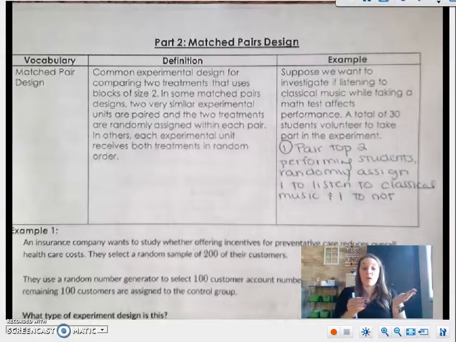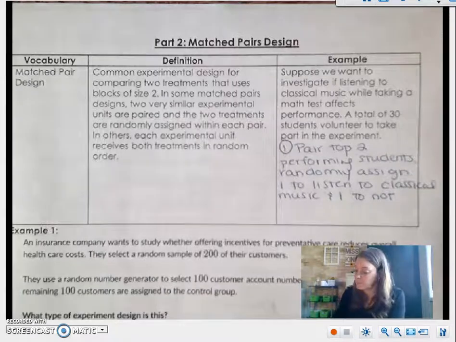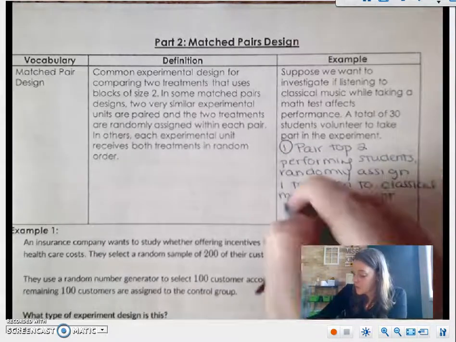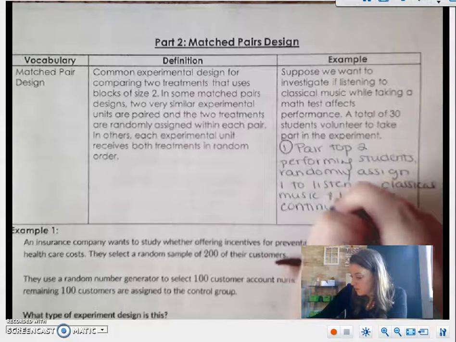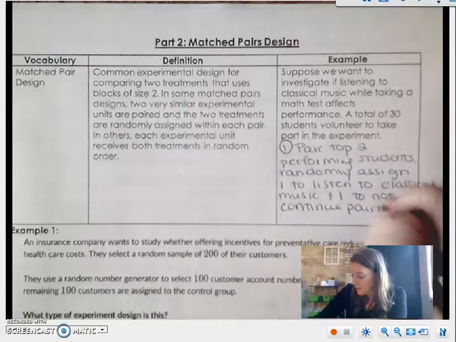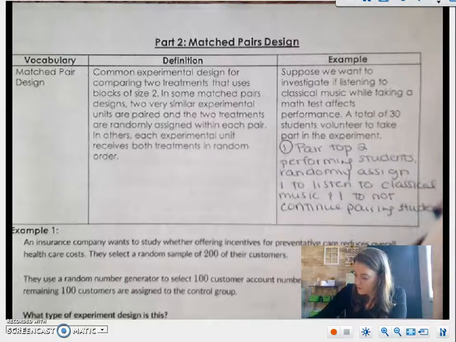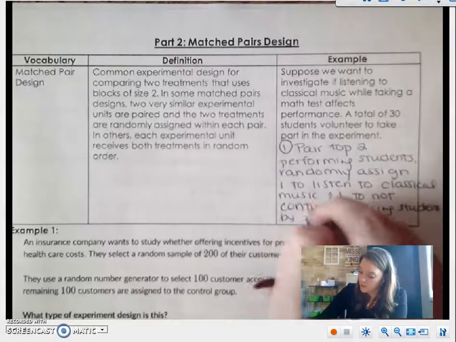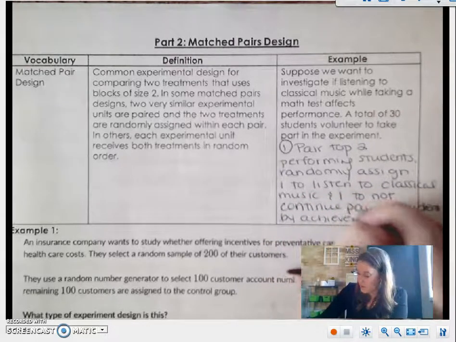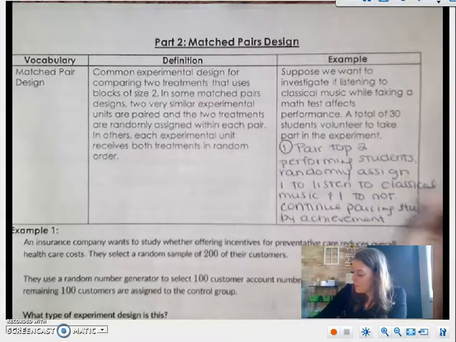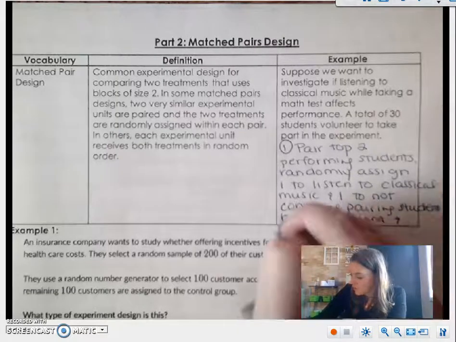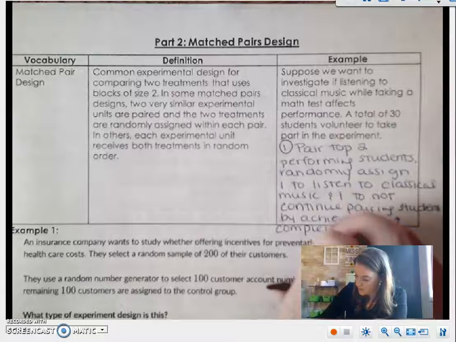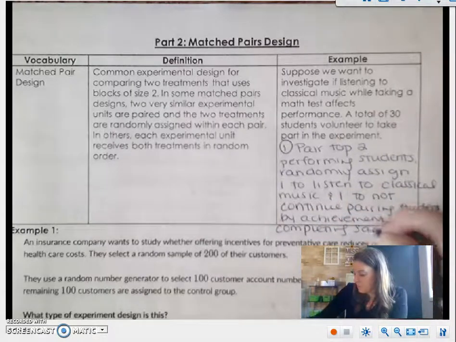That way you are comparing 2 students of similar ability, 1 listening to classical music and 1 not listening to classical music. And we'll just say continue pairing students by achievement and completing the same process.